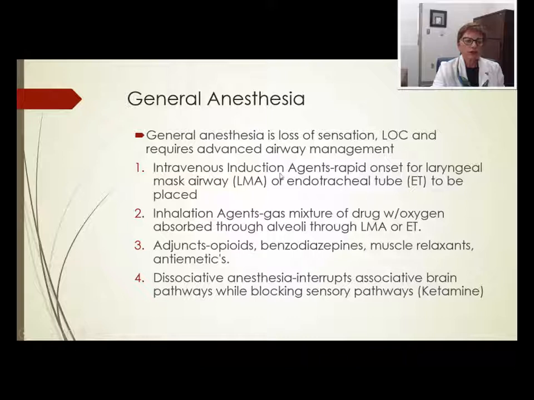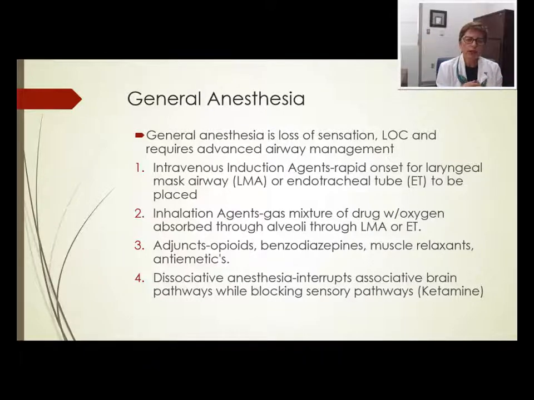They're given intravenous induction agents, and they need to have the LMA or ET tube placed quickly because the patient won't be breathing. There are inhalation agents, which are a gas mixture of the drug with oxygen, administered through the alveoli, through the LMA or ET tube. There are adjuncts often given, like opioids. Fentanyl is a very quick-acting opioid that assists with the anesthesia.